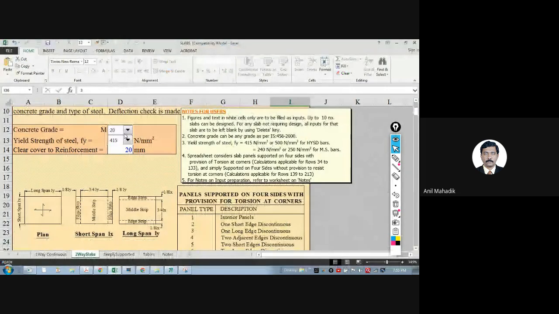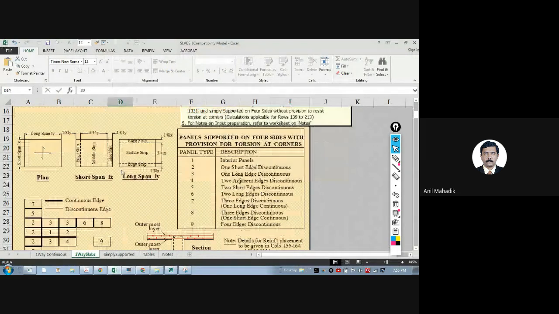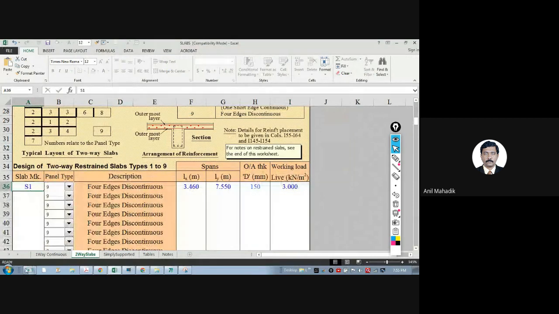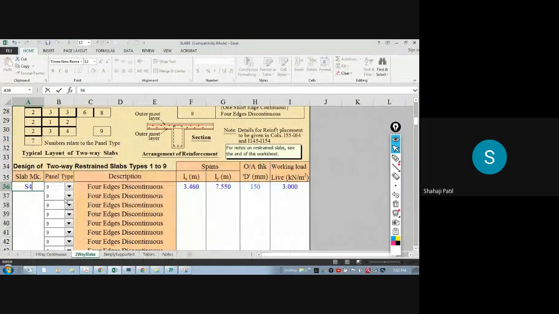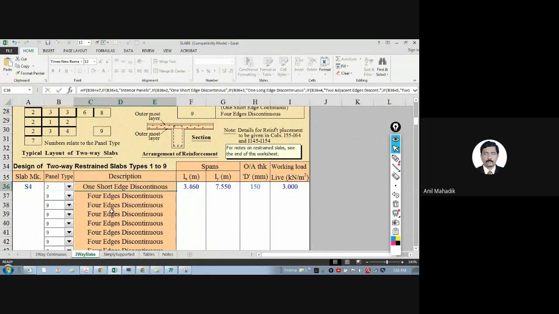Okay, so let's put the values here. Grade of concrete, let's say M20. Grade of steel Fe500. Cover to the reinforcement 20. Now you can give whatever name; it is S4, so give the name as S4. And select the case here. Panel type, number 2. Correct. LX is 3.2 and LY is 4.29. Assume thickness, let's say, start with 120 mm. Live load is 2.